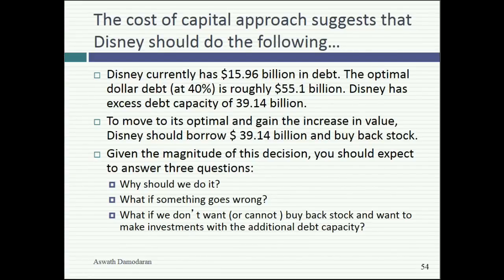So if you're a startup losing money, wait till those tax benefits show up and then borrow the money.